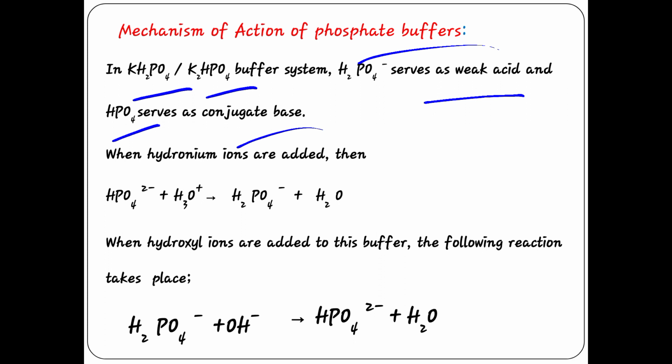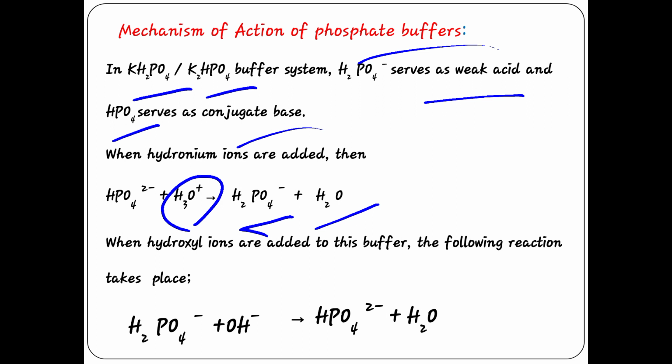When hydronium ions, H3O plus, are added, HPO4 2 minus reacts with the hydronium ion to form dihydrogen phosphate ion, H2PO4 minus, plus water.